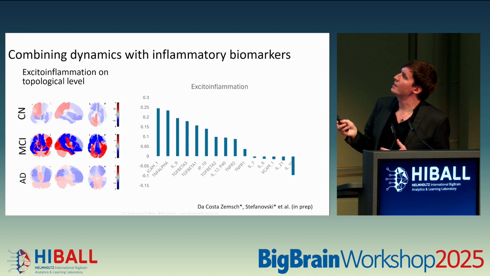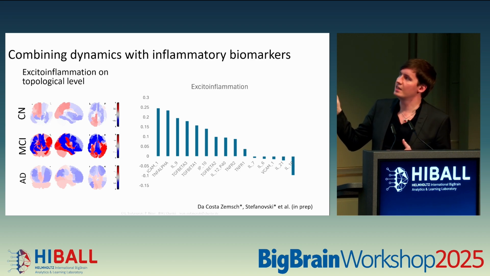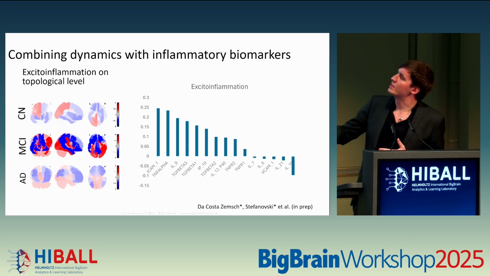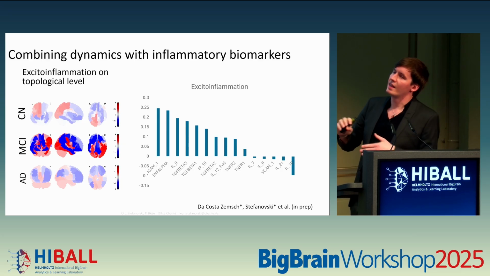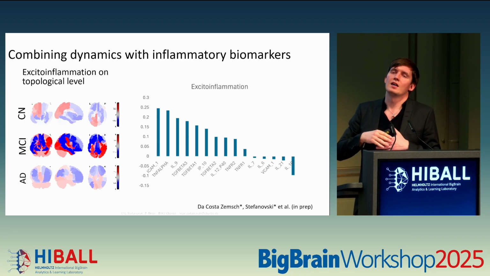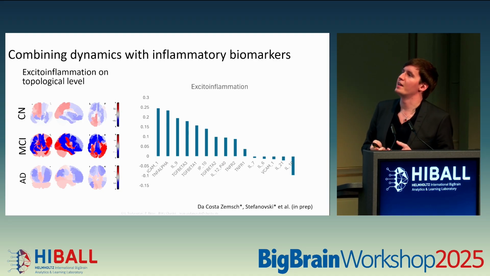And when we compared the same model with all the available immunomediators here, we also saw that indeed TNF-alpha has the second highest excitoinflammation here. So this is also a way for completely new hypothesis generation with a very unusual approach.